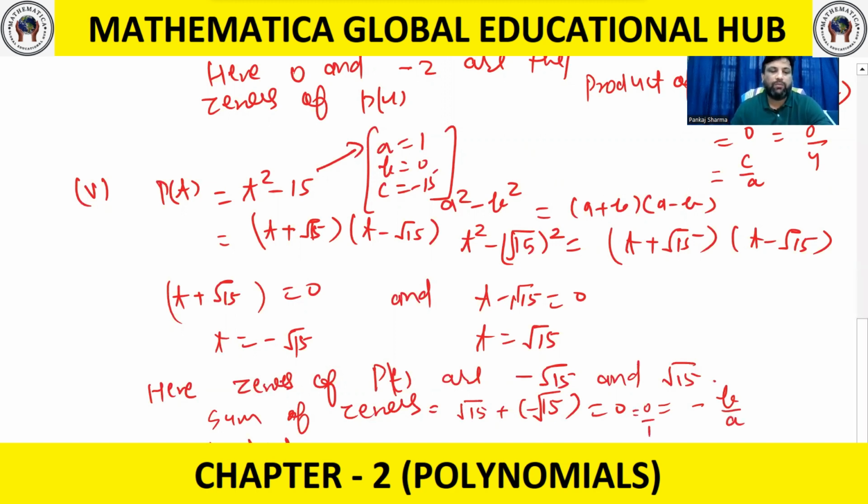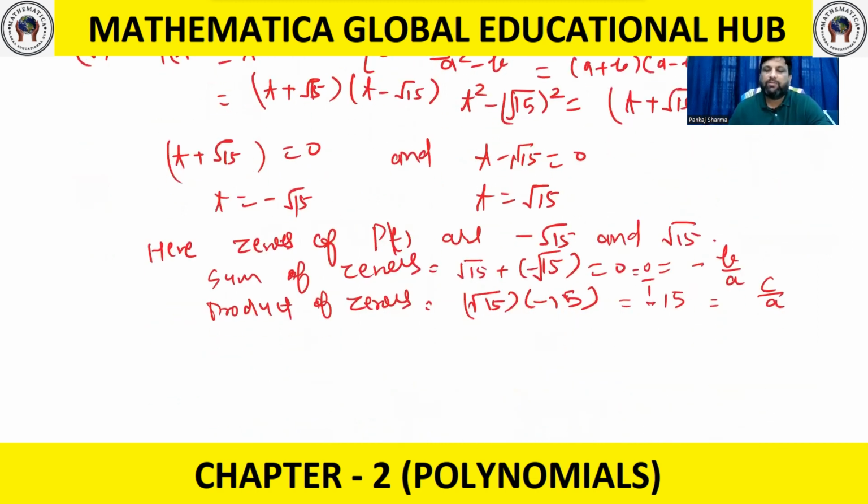Product of zeros: root 15 and minus root 15. So it will be equal to minus 15. So we can say that this will be equal to c. And minus 15 we can also write like that, minus 15 by 1. So it will be equivalent to c by a. So in that way we can verify the relationship. So question number 5 is also done.